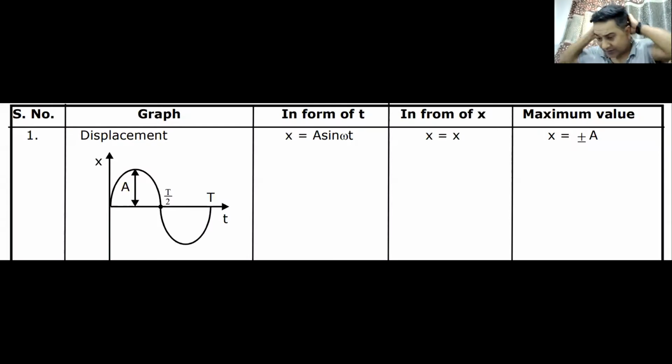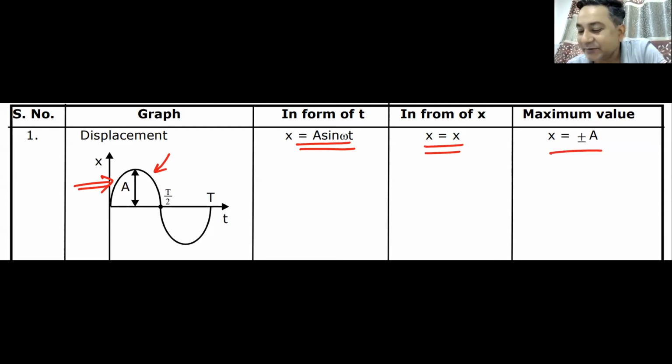That takes me to the last part of this class, and we will discuss the diagram or the graph of displacement, velocity, and acceleration. x is equal to A sine omega t. That was the equation of displacement. This is the graph of x with t. The maximum value will happen at x equal to plus or minus A. Do we understand this? Yes or no? Raise hands will give me more confidence that you understand this.